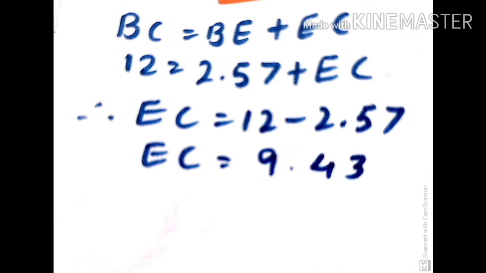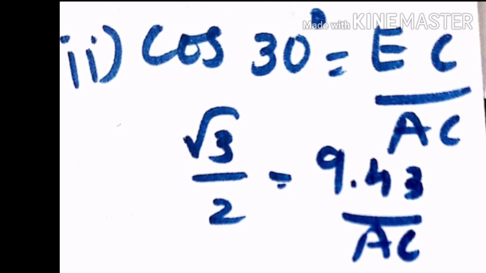In triangle AEC, you have to think now which ratio we should take. Okay, so I take cos 30 in triangle AEC. Cos means again adjacent upon hypotenuse. Adjacent to 30 degrees is EC, upon hypotenuse AC. Now cos 30 value is root 3 by 2, equal to EC, which is 9.43 as we have found, upon AC. Here they have given the answer in decimal form.